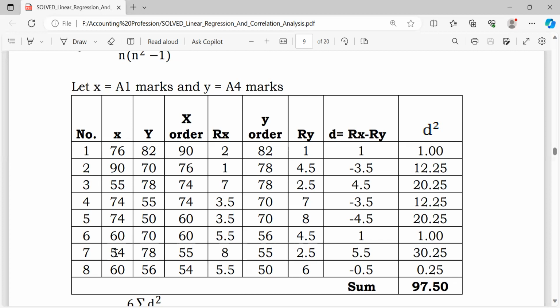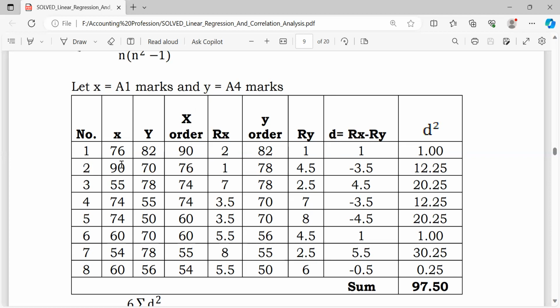Now, after doing that, you need to rank. Before ranking, we said that you have to arrange the marks in descending order, from the highest to the lowest. Now, we start with the order of X. From X here, the highest number is 90, so I stay with 90 first. And then the next number would be 76, and then 74. But there are two 74s, so the first 74 and the second.